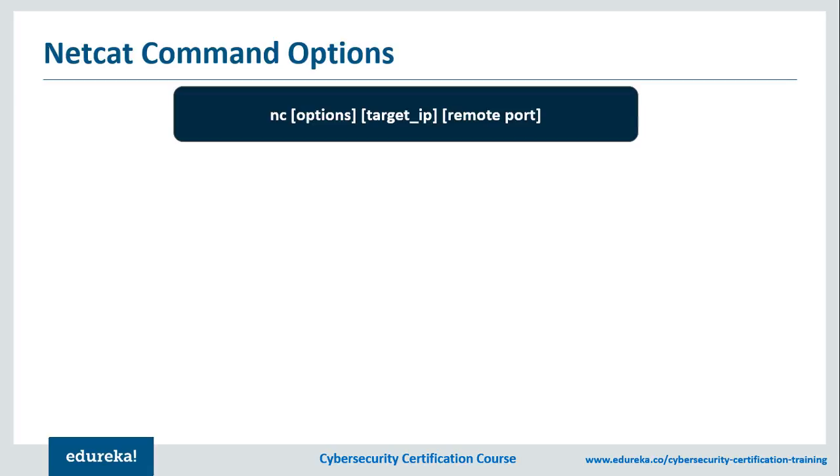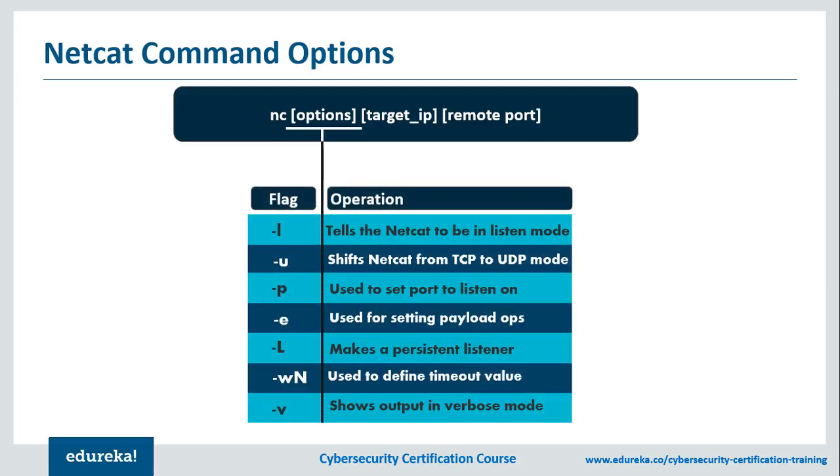So it goes as follows. Firstly, we go NC, then the options that we are going to target, then the target IP address, and then we input the port number that we are going to run on. Now this is only for Windows. On Linux, you just have to replace the NC that you see with Netcat.